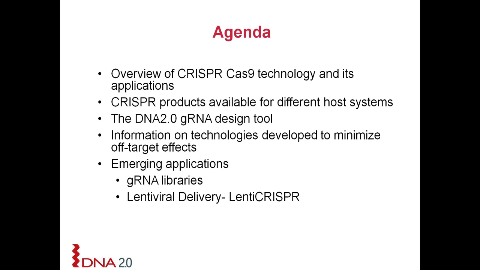So here's a brief agenda. First, I'll give you an overview of the CRISPR-Cas9 technology and some of its applications. I'll tell you about CRISPR products that we have and the different hosts that we've developed CRISPR products for. I'll show you our gRNA design tool to help select targets. We'll give you some info on technology developed here to minimize off-target effects, which is a concern around this technology. I'll briefly describe some emerging applications that we've developed some tools for, namely guide RNA libraries and methods for lentiviral delivery.